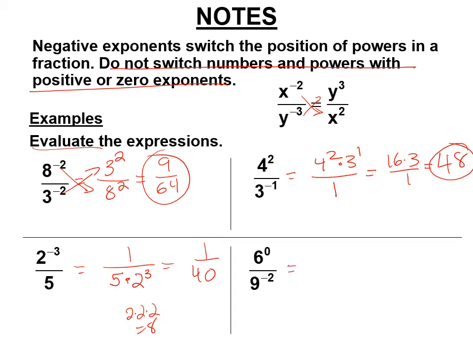All right, 6, everything to the 0 power is 1. 9 to the negative second goes up there and becomes 9 squared. We get a 1 down there because everything's gone. Well, 9 squared is 81. 1 times 81 is 81. 81 over 1 is 81.